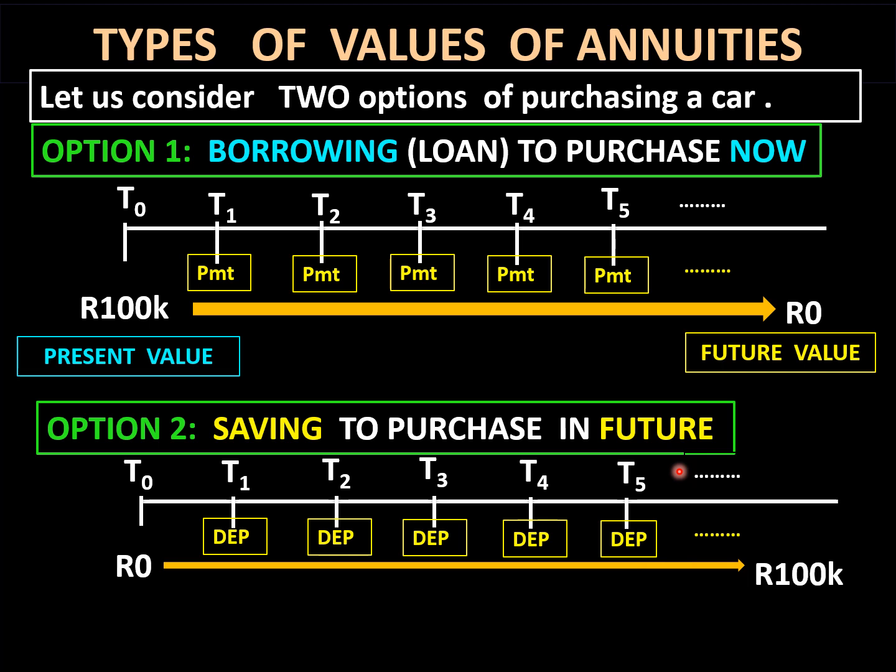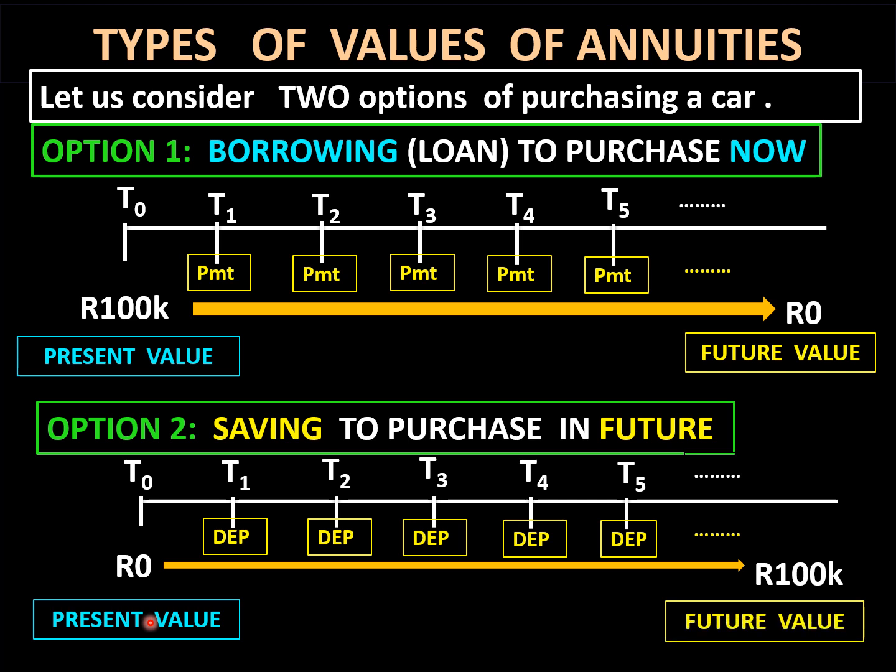So eventually all the deposits have grown, and let's say it grew to an amount of 100,000. Now this 0 here, presently it is worth nothing. But after all the deposits, this 100,000 is the value in the future. So in the first case we start with a high value and end up with 0. Here you start with 0 and you end up with a large amount.